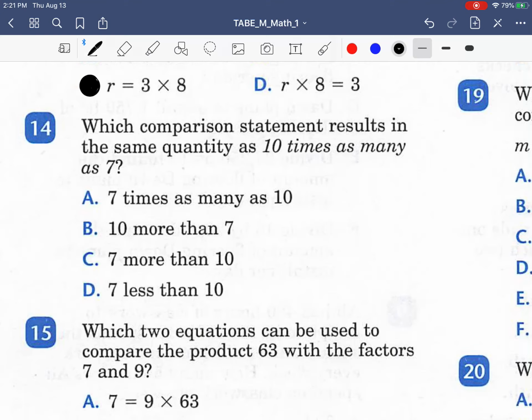Which comparison statement results in the same quantity, the same product, as 10 times 7? Again, if there's multiplying in the first one, we have to pick an answer with multiplying as well. So number 14, the answer is A.